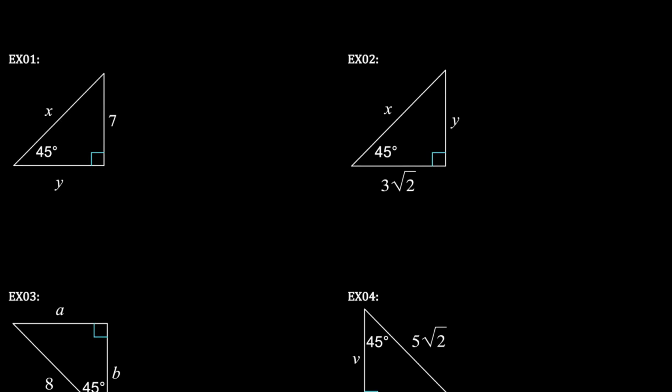So for instance, if this is 7, that means this is 7. Really, don't pay attention to the x's and the y's. Just know that you use one of these side numbers. So this is 7, this is 7. This is 7 square root of 2. Remember, this is x square root of 2, so it equals 7 square root of 2.